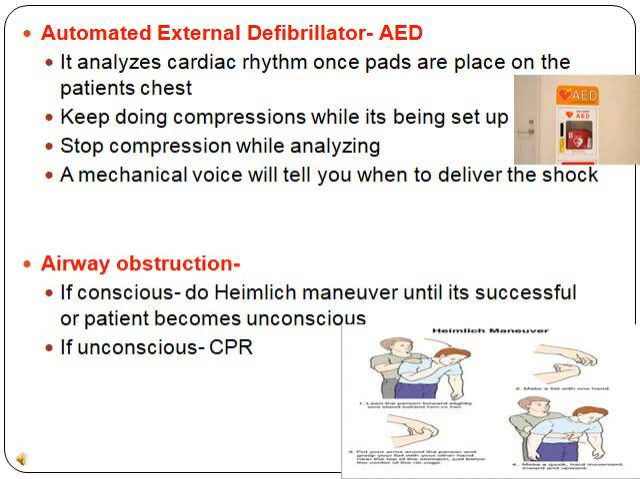Airway obstruction. If the patient is conscious, you're going to do the Heimlich maneuver until it's successful or until the patient becomes unconscious. To do the Heimlich maneuver, as you see in the picture, you're going to lean the patient forward slightly and stand behind him. You're going to make a fist with a hand, put your arm around the person and grasp your fist with the other hand just below the rib cage. And you're going to make a quick, hard movement inward and up, so in and up with your fist and hand. And if the patient is unconscious, like we said before, always CPR, compressions.